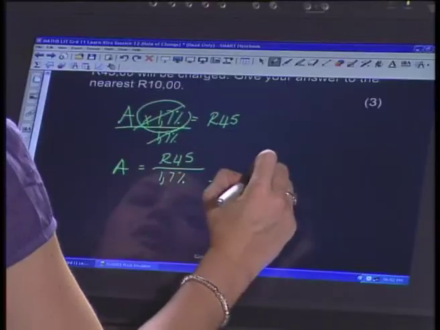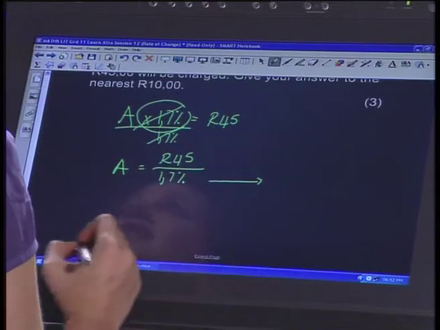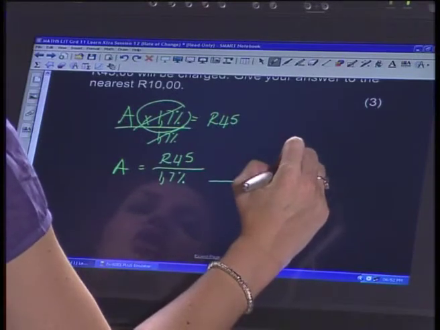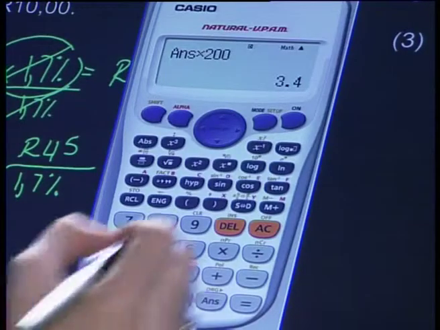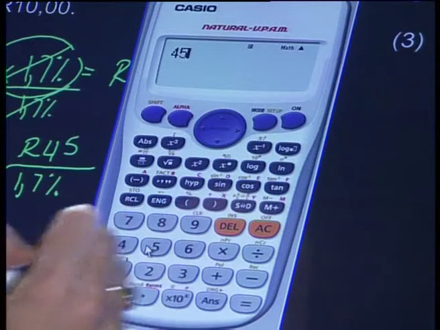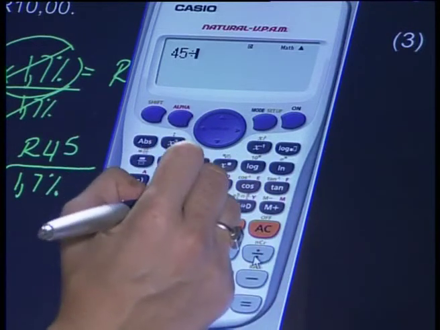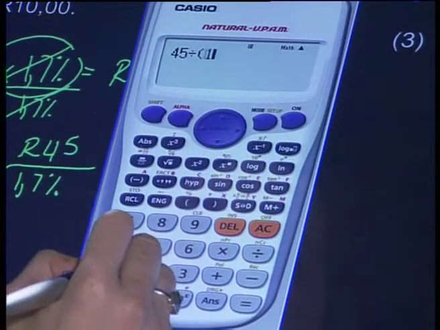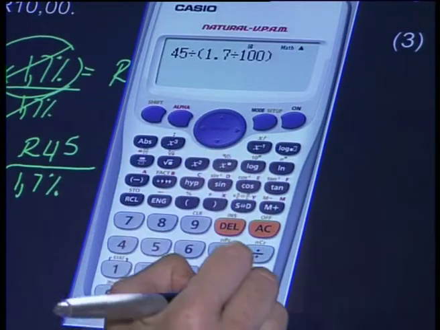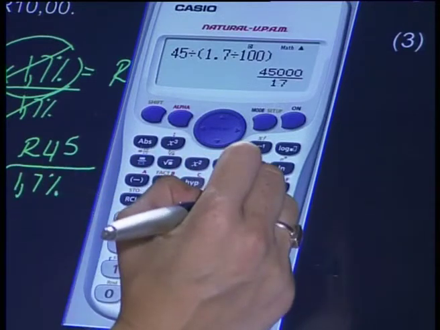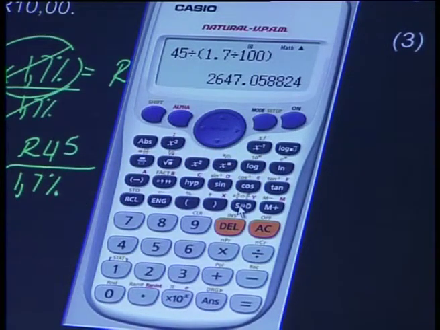Let's pop it into the calculator and see what we do. Don't forget that we have to change this 1.7% into a decimal. And how do we do that? We say 1.7 divided by 100. So here we have 45 Rand, and we are going to divide it by 1.7%, which is 1.7 divided by 100, and we get 2,647.05 with a whole lot of other numbers after our dot.